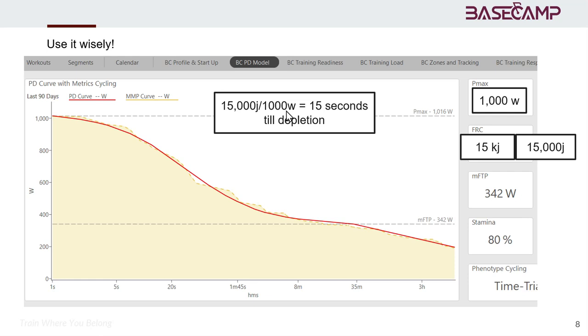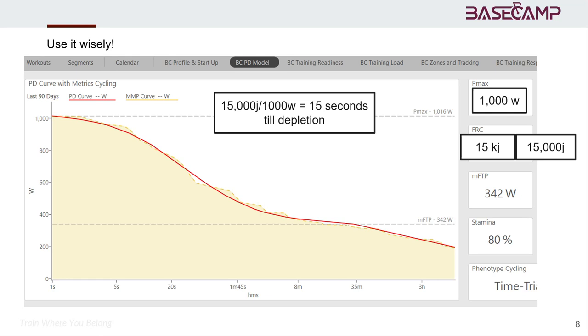A watt is a kilojoule per second. It's the same thing, right? So we can divide 15,000 by 1,000 watts, and we could predict that this athlete could go at Pmax for about 15 seconds till their FRC is depleted. Now, I'm going to tell you something for what I just said. Redo that math in your brain.